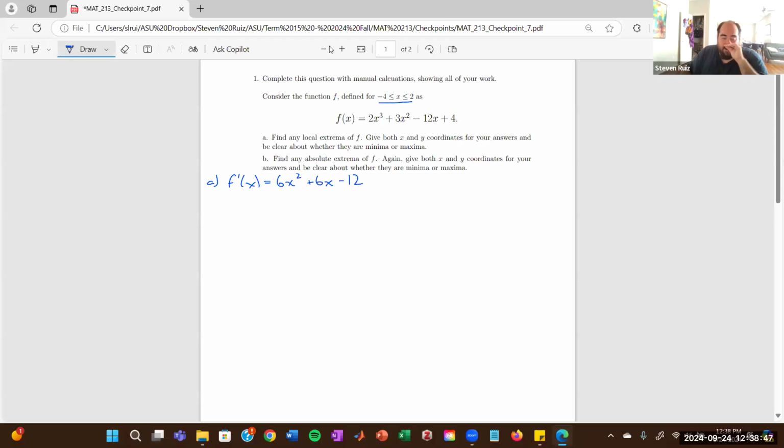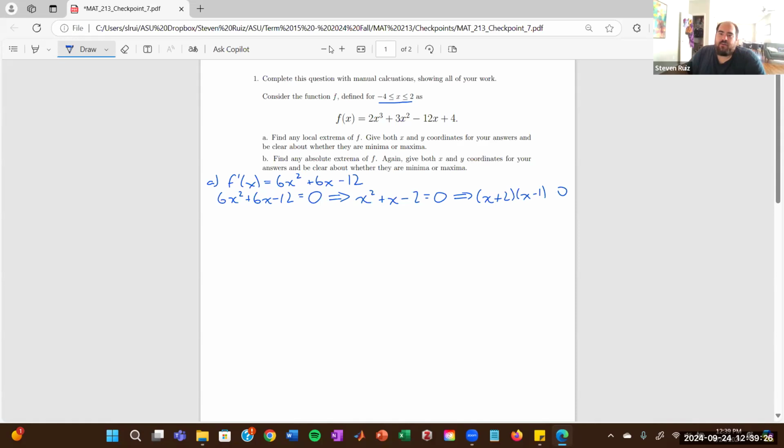So we're going to use this for a lot of things, but to find where local extrema might happen, we would like to set this equal to 0. So if I set this quadratic equation equal to 0, the first thing I notice is that every single term in this quadratic is divisible by 6. So I'm going to divide through by 6, and I end up getting x squared plus x minus 2 equals 0. That factors into x plus 2, x minus 1 equals 0.